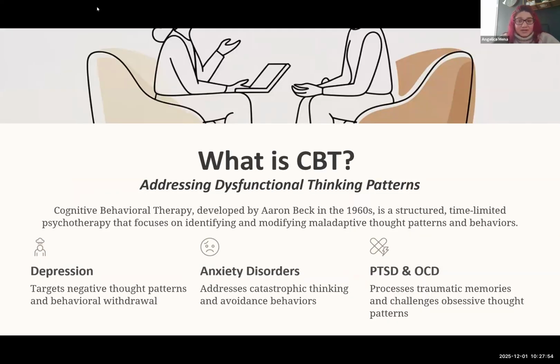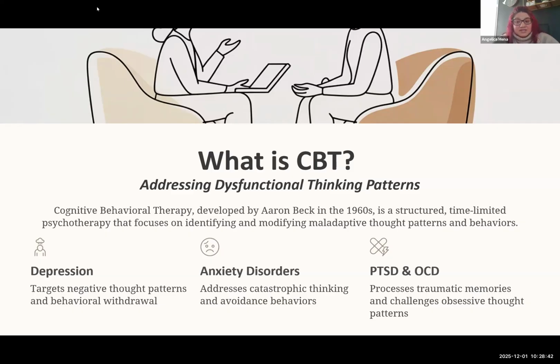Okay, so now let's break it down. What is CBT? In a nutshell, it addresses dysfunctional thinking patterns. Aaron Beck developed this model in the 1960s, which is a little after Ellis came with his model of REBT. At its core, CBT focuses on identifying and modifying maladaptive thought patterns and the behaviors that stem from them. And like I said, the central idea is that thoughts, emotions, and behaviors are all interconnected, and they influence how we think and behave. Our thoughts influence our beliefs and how we behave.